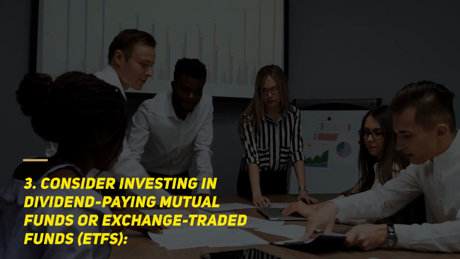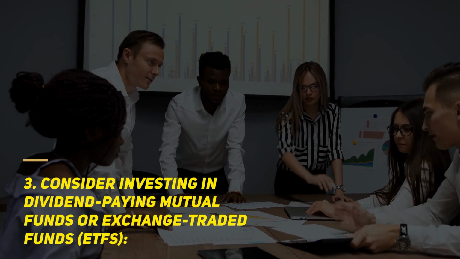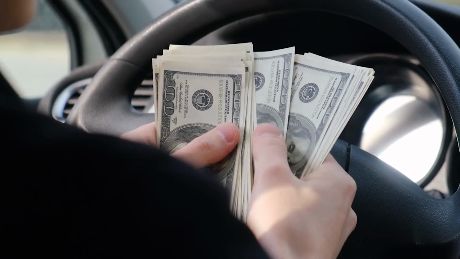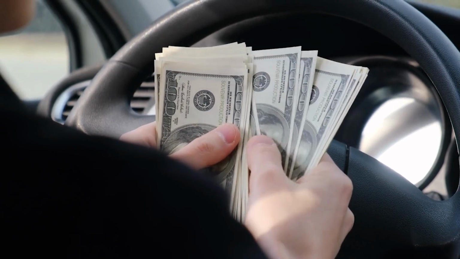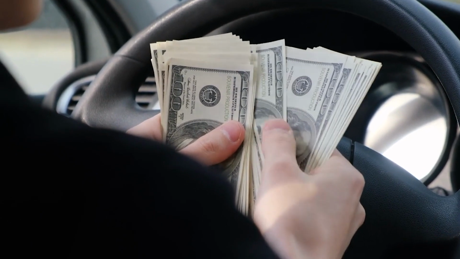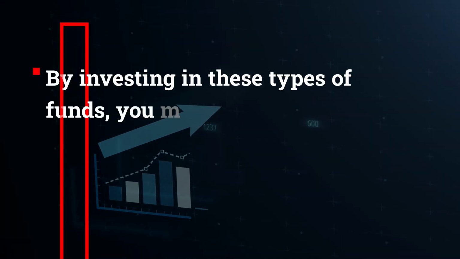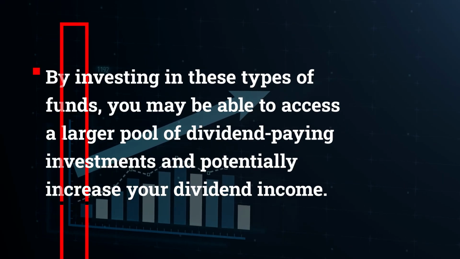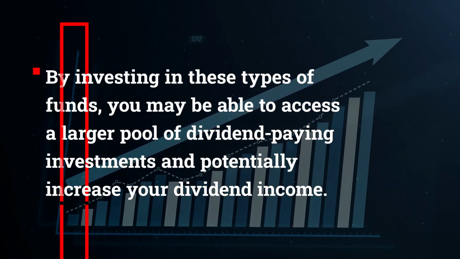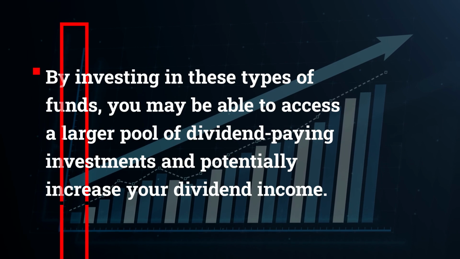Number 3. Consider investing in dividend-paying mutual funds or exchange-traded funds, ETFs. Mutual funds and ETFs are investment vehicles that allow you to invest in a diverse portfolio of securities, including those that pay dividends. By investing in these types of funds, you may be able to access a larger pool of dividend-paying investments and potentially increase your dividend income.